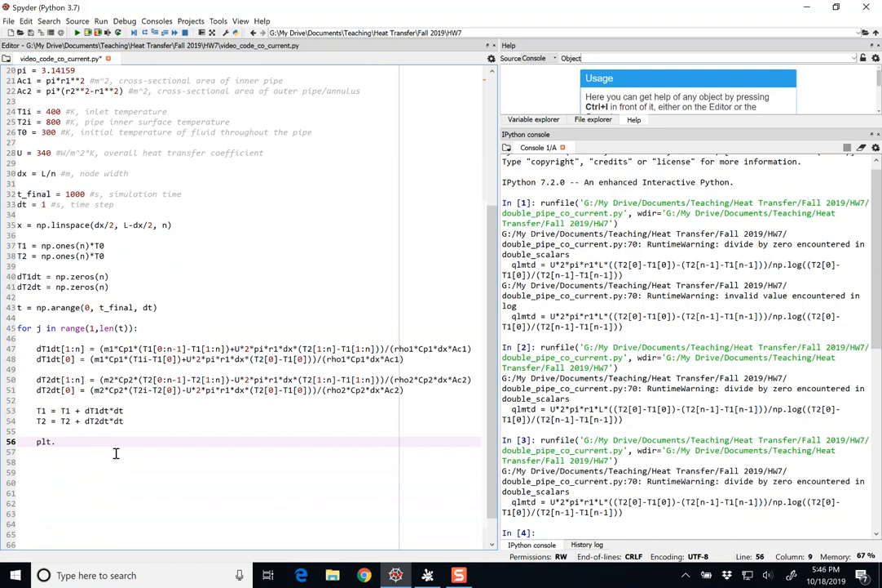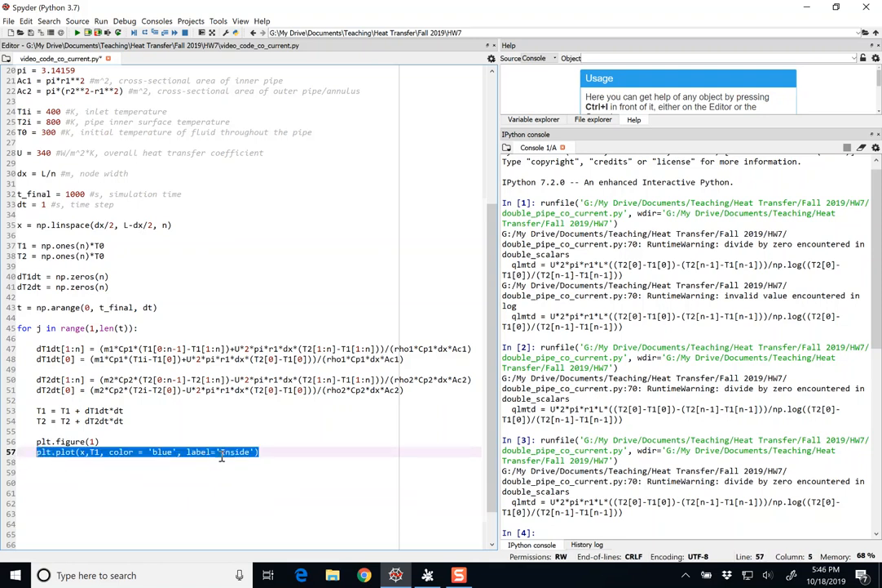We're going to generate a plot here. So we're going to plot x versus T1. Let's make this blue. This is our inner fluid. It's going to be colder, so blue would be a good representation of it. And let's label it as the inside fluid. Okay, I think we're good there.